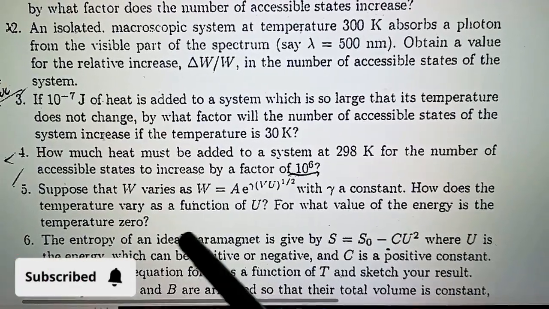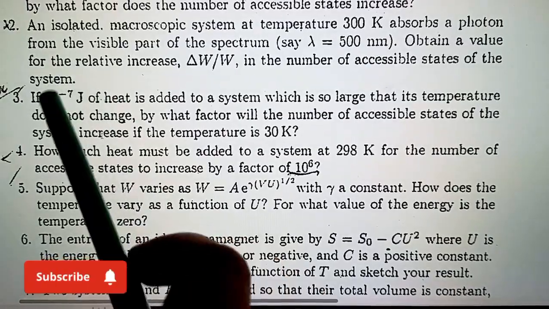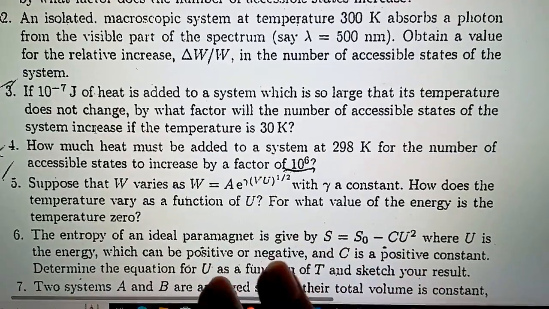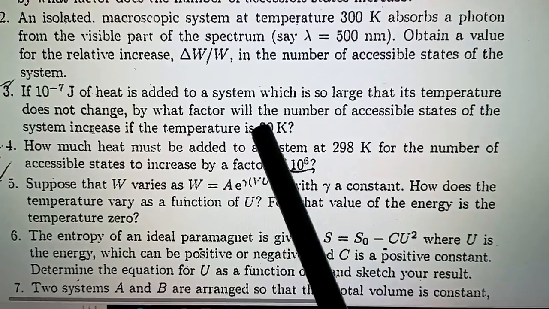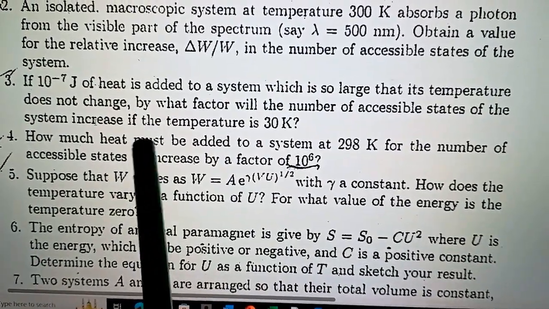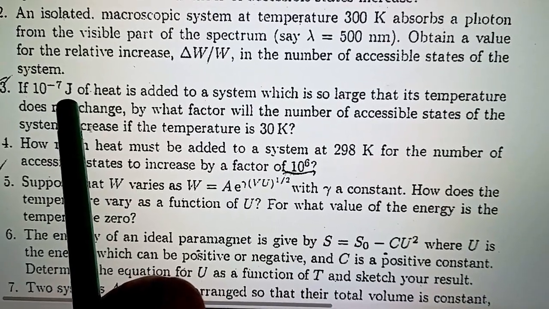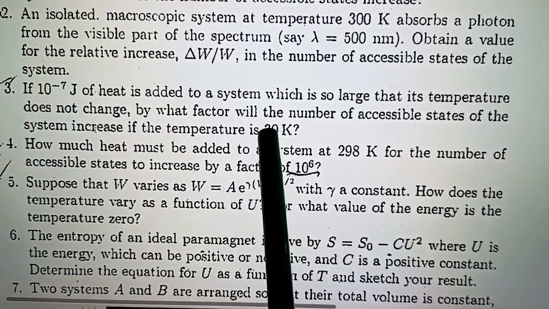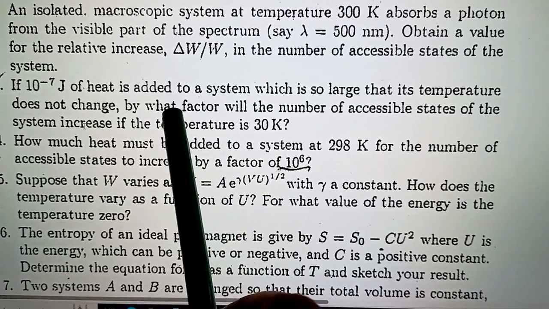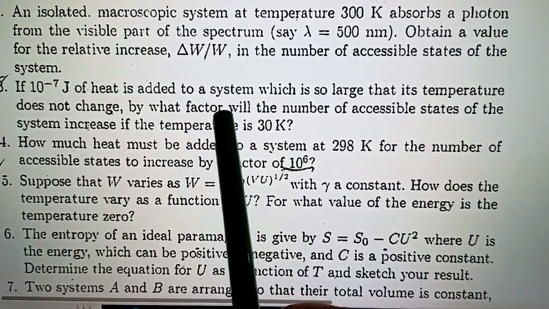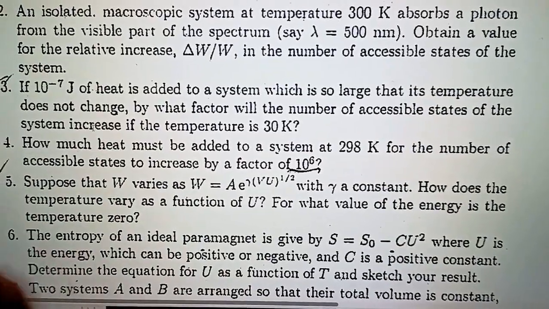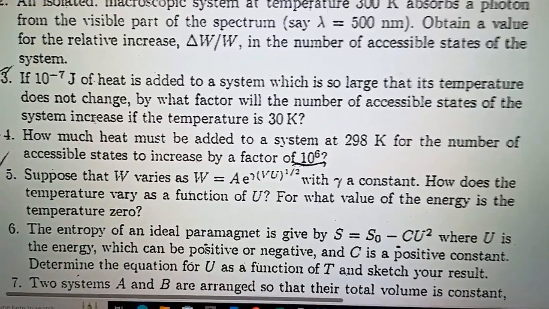Okay, so we have a single system here and this amount of heat has been added to that system. We are considering a single system, so it will be related to the entropy of a single system. The key things given here are the heat being added, 10 to the power minus 7 joule, the temperature 30 Kelvin, the constant temperature, keep that in mind, and we have to calculate by what factor the number of accessible states of the system will increase. So let's quickly jump into the solution.